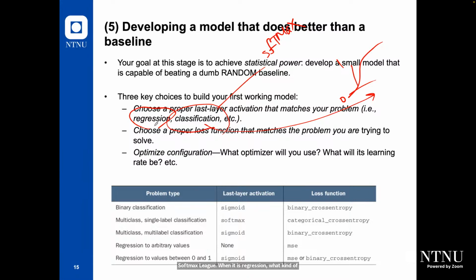Choose a proper loss function that matches the problem you are trying to solve. For example, optimizer configuration: what optimizer will you use? What will its learning rate be, and so on? There are many optimizers, but all of them are based on stochastic gradient descent, or gradient descent. So how will you select the optimizer and how will you configure the optimizer parameters, and so on.